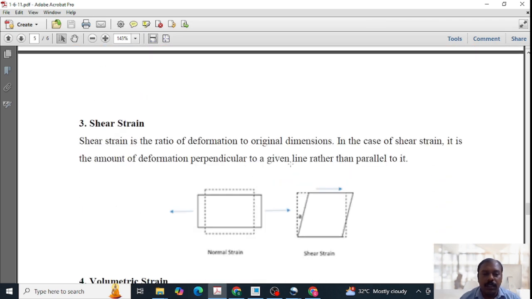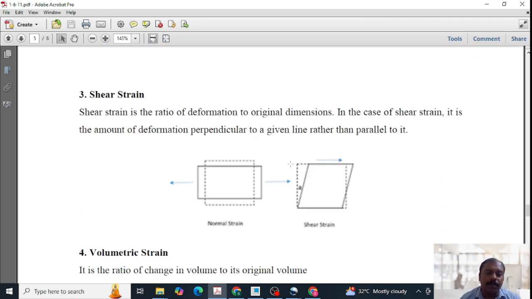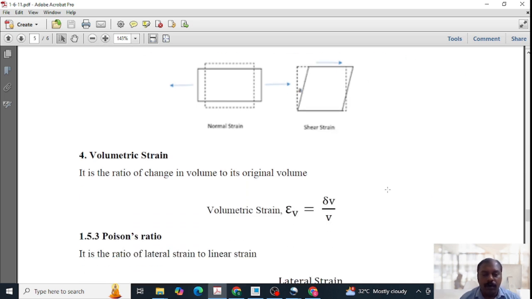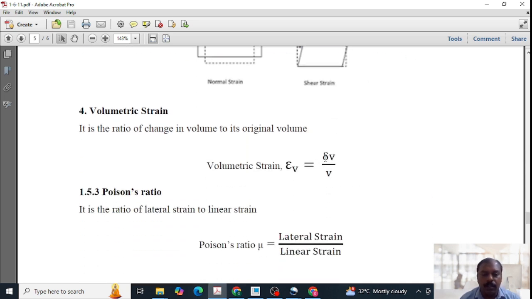And when you go for a shear strain, if the force is acting on the surface of the material, it undergoes a shear strain. When you go for a volumetric strain, then epsilon V is equal to del V by V. The volume is constant. If a change is happening in any one direction, say elongation, then in the other two dimensions there will be a decrement in the cross section. So the volumetric strain is denoted as epsilon V is equal to del V by V.